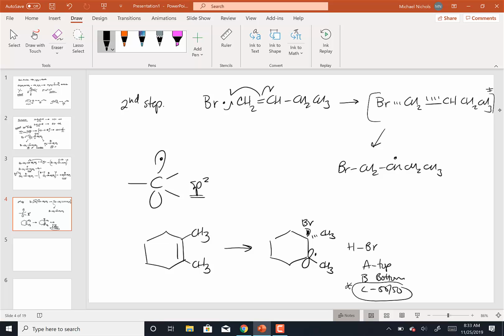I'm going to add the H 50% to the top, and I'm also going to add the H 50% to the bottom. So that I'm going to end up with 50% cis addition and 50% trans addition. So in this case, it's going to be just like a carbocation, any Markovnikov addition that went through a carbocation.